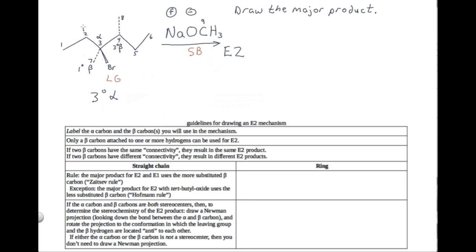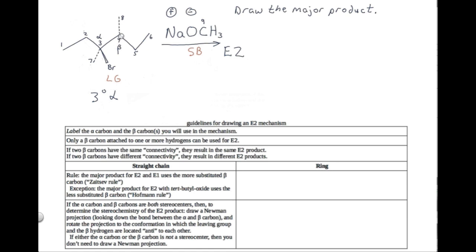So I'll erase this beta label, and I'll erase this beta label, because now we've seen that carbon 4 is the only beta carbon that we'll be using for this problem. Of course, we should check whether we're using tert-butyl oxide, because that would be an exception, but this is not tert-butyl oxide, so we don't use the exception. We use the usual rule of using the more substituted beta carbon. So now we've labeled the alpha and beta carbons that we're going to be using for this reaction.